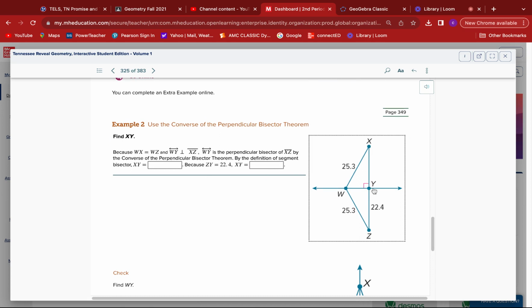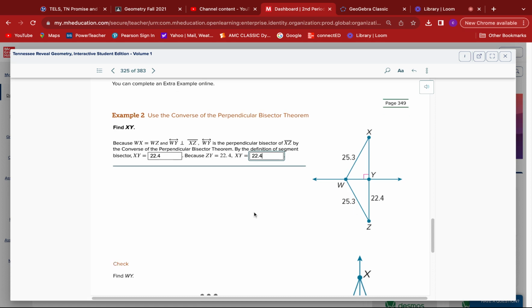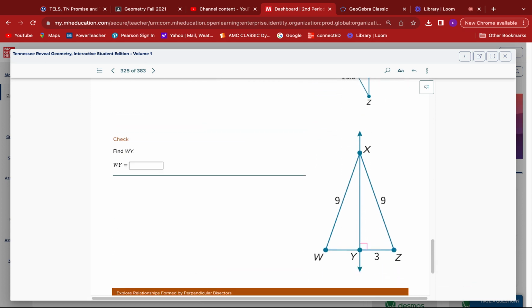Okay, well, I've already said it, but I'll say it again. This is basically two triangles that are congruent by the three sides that they have. 25.3 will be equal to 25.3. WY will be equal to itself, WY, which means that ZY and XY are equal to each other. So that's an easy problem. It's going to be 22.4 because it's been bisected. So one half will be equal to the other half, 22.4. Nothing really solved there.